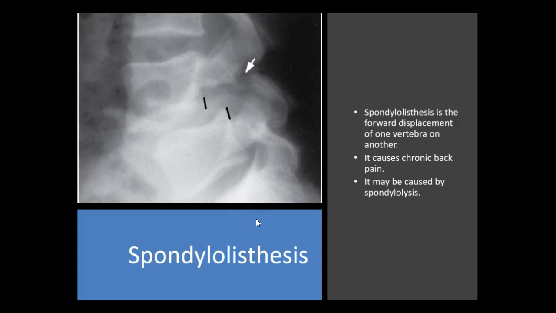Spondylolisthesis is forward displacement of one vertebra on top of the other. It's the most common cause of chronic back pain. So you can see the displacement. These should be lined up like these are. So you see how far off step it is. And you can see right there through the neck.